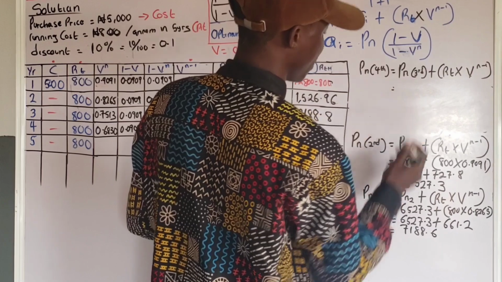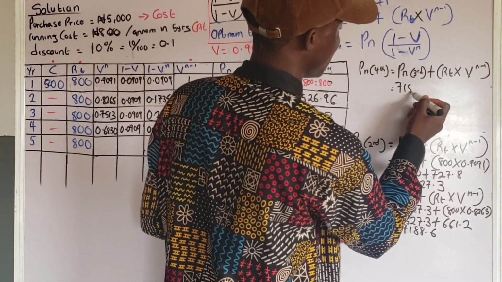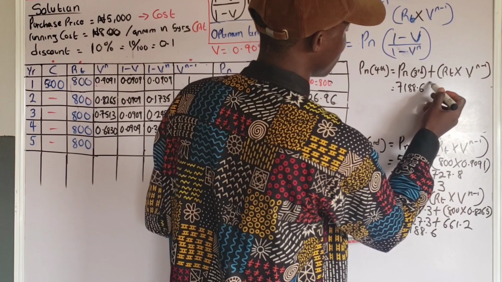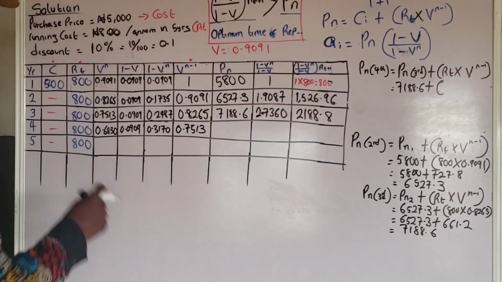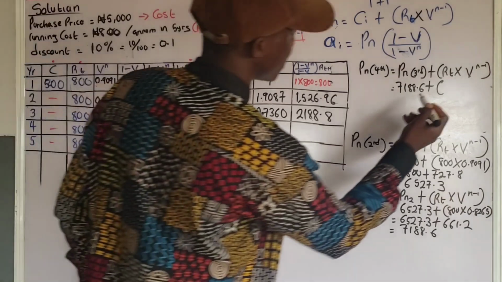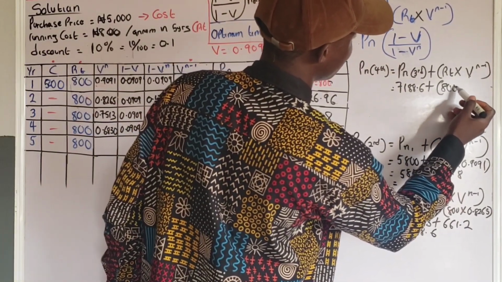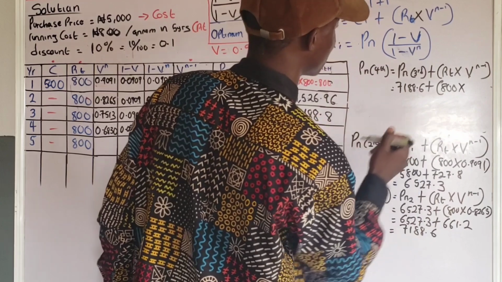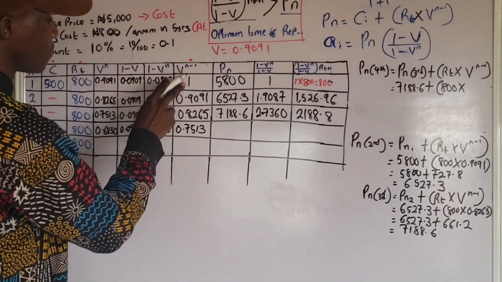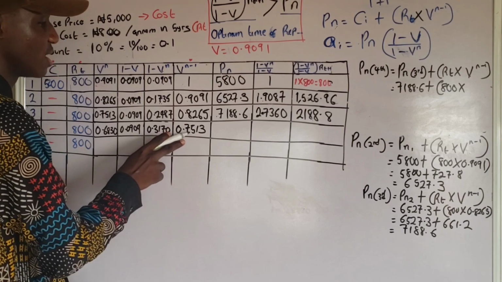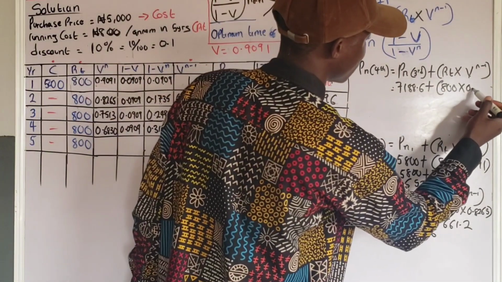Okay? So Pn of the third year is what? 7188.6 plus RT. RT of the fourth year is 800. So I'm going to have 800 multiplied by v raised to the power of n minus 1. V raised to the power of n minus 1 for the fourth year is what? 0.7513.